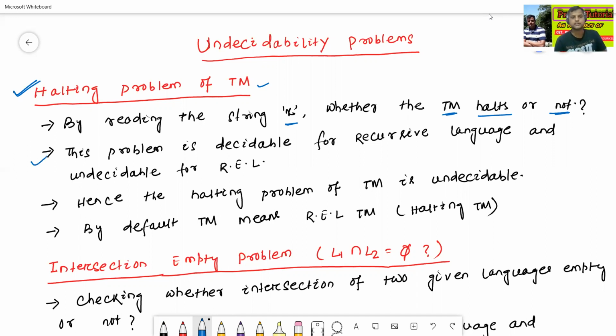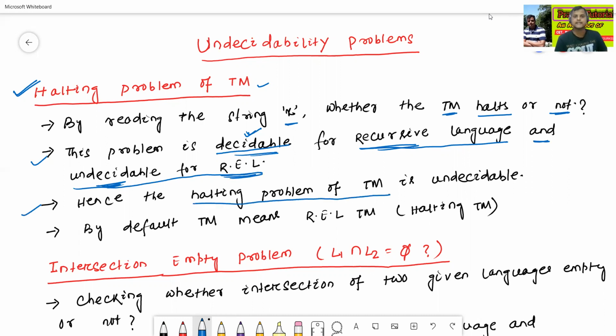Next, this problem is decidable for recursive language and undecidable for recursive enumerable language. So the halting problem of Turing machine is decidable for recursive language and undecidable for REL language. Hence the halting problem of Turing machine is undecidable. If someone asks whether the halting problem of Turing machine is decidable or undecidable, by default it is undecidable. Why? Because this problem is decidable for recursive language and undecidable under REL, meaning recursive enumerable language.